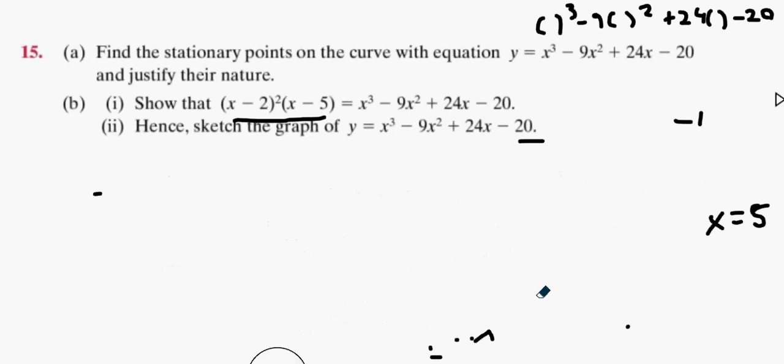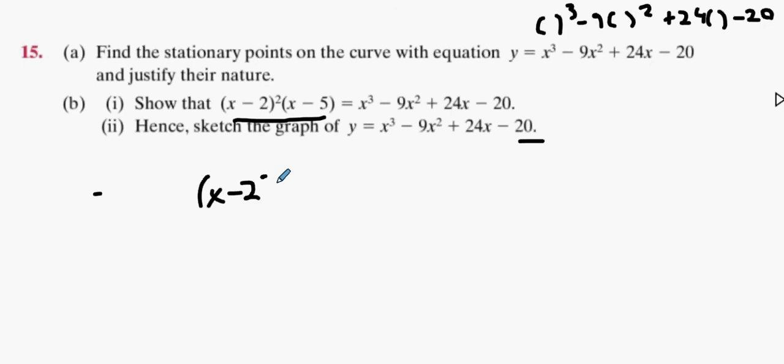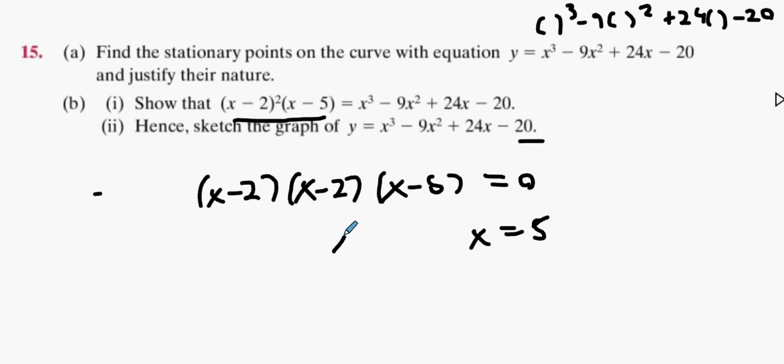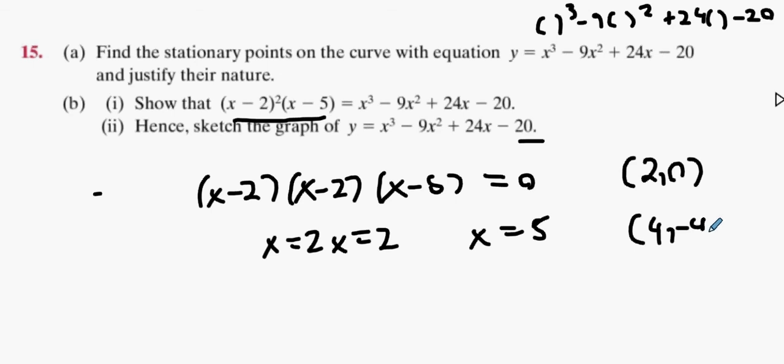So, what happens when you multiply this out? When you multiply the left-hand side, you get the answer on the right-hand side. But what you don't know is that they're basically telling you that this equals 0. This means it crosses the axis at 5. It crosses the axis at 2 twice. And what's the maximum and minimum from earlier? 2, 0, and? How many points do you have now to use?